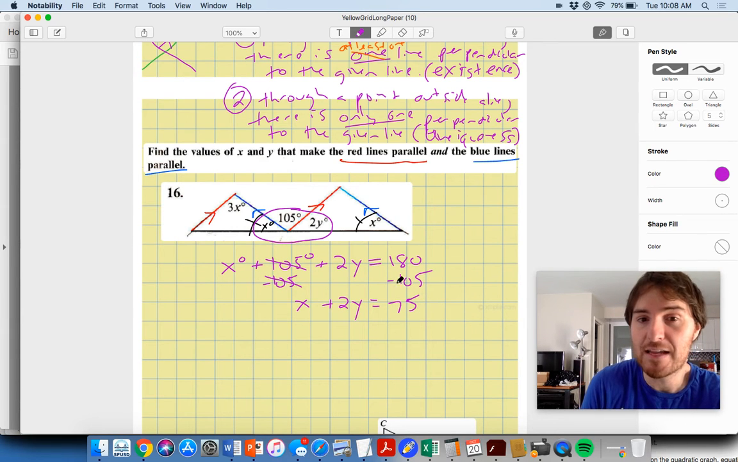So anyways, that's a statement right there. x plus 2y has got to equal 75. And I just did that because these whole things have to add up to 180, right? All right, there we go, a straight angle. We add all the angles up. We got it. Subtract 105 on both sides. Boom, we got this. Let's see if we can come up with another argument.